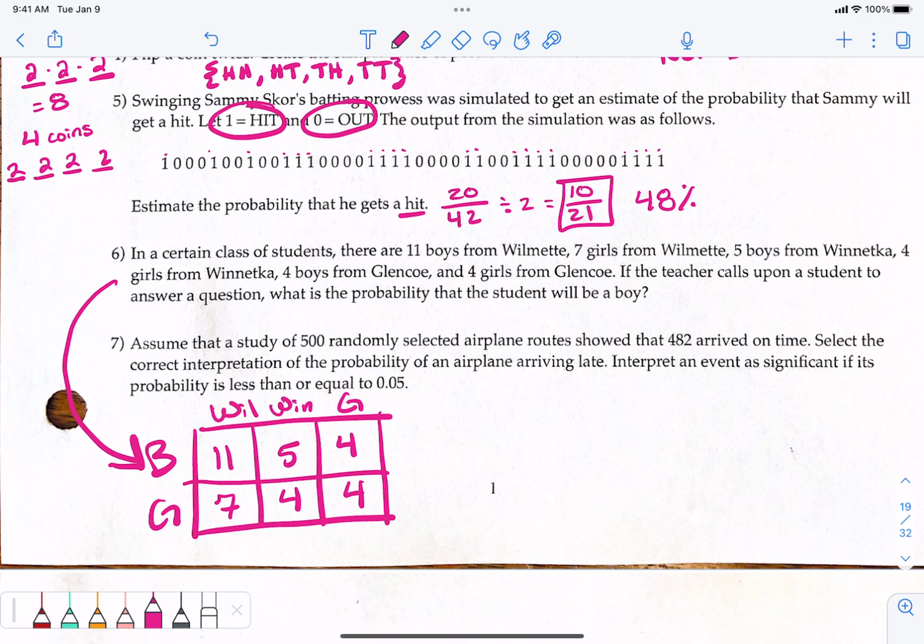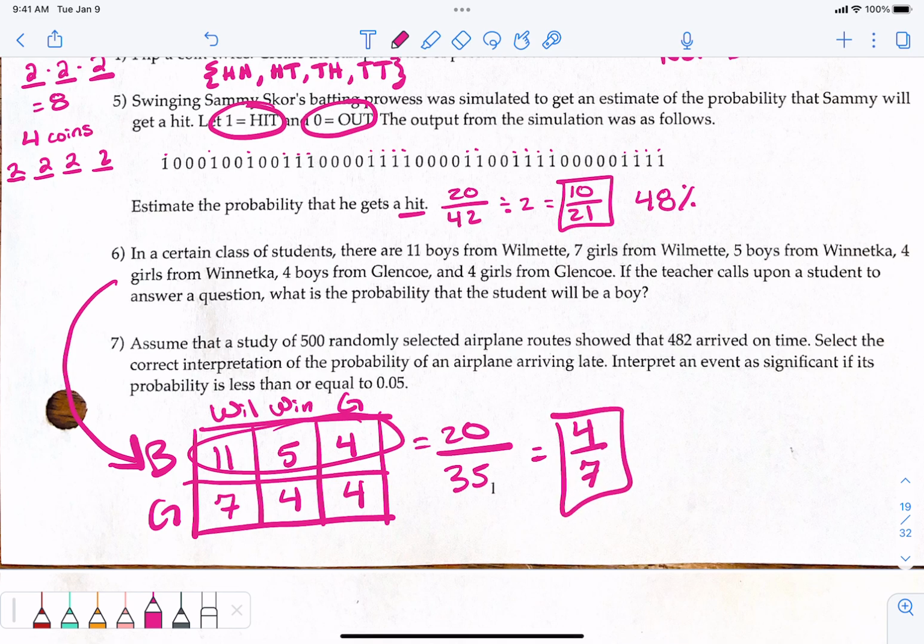So we're looking at just boys. Right? 20 boys. 20 out of 35. Divide by 5, that is 4 out of 7. 4/7.